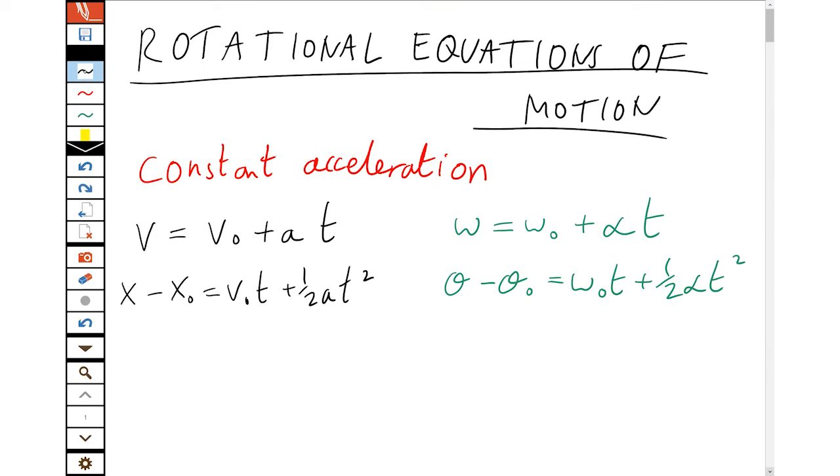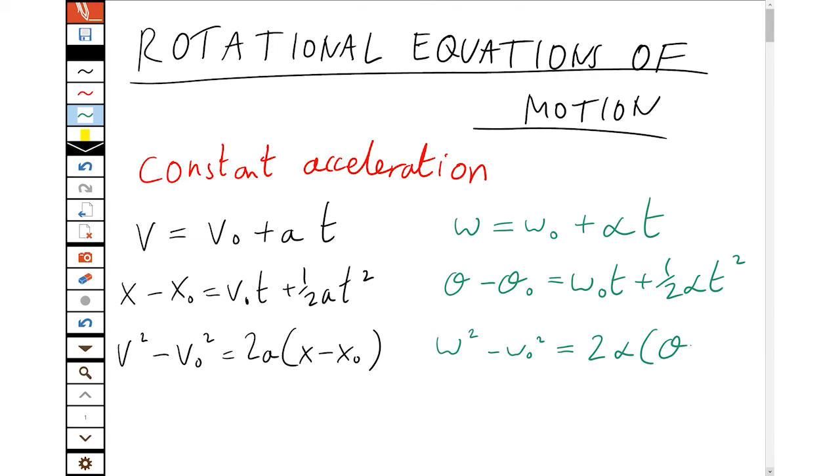And then the final one: the new velocity squared minus the old velocity squared is equal to twice the acceleration times the change in position. So likewise, new angular velocity squared minus old angular velocity squared is twice the angular acceleration times the change in angle. Beg your pardon, that omega got a little flattened out there. And note, same as the first time, this one's notable because it doesn't have any time in it.